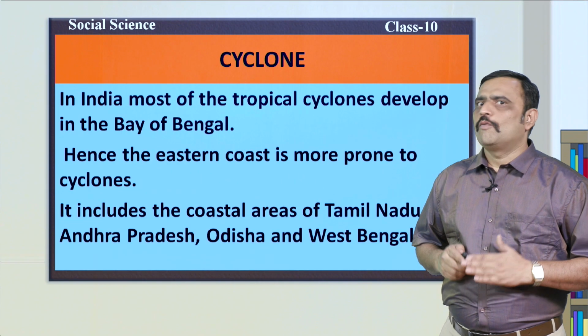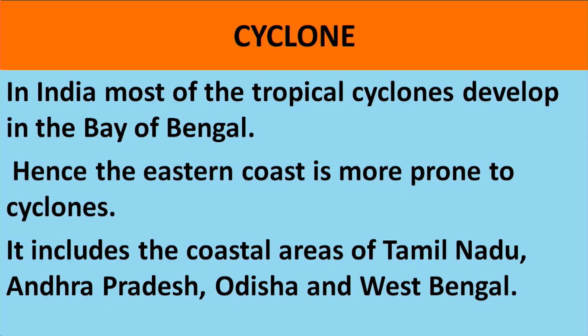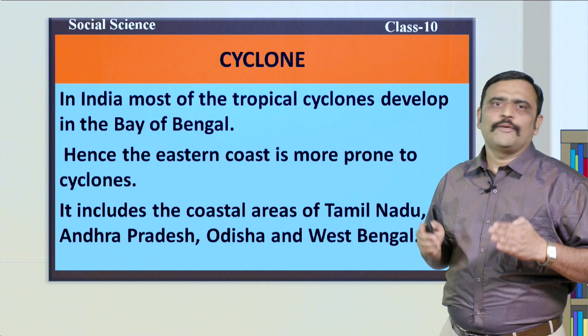In India, most of the tropical cyclones develop in Bay of Bengal. Hence, the eastern coast is more prone to cyclone. It includes the coastal areas of Tamil Nadu, Andhra Pradesh, Odisha and West Bengal. Dear students, when we compare the Arabian Sea belt and the Bay of Bengal belt, we are going to see more cyclone prone areas in the Bay of Bengal.